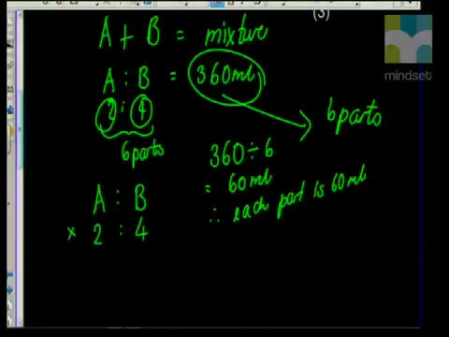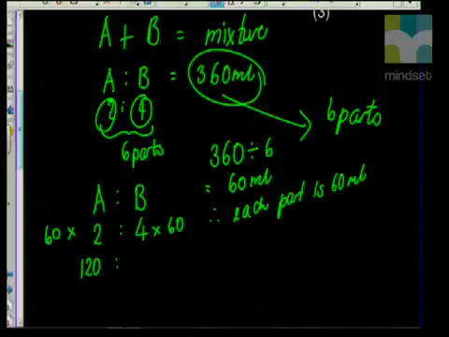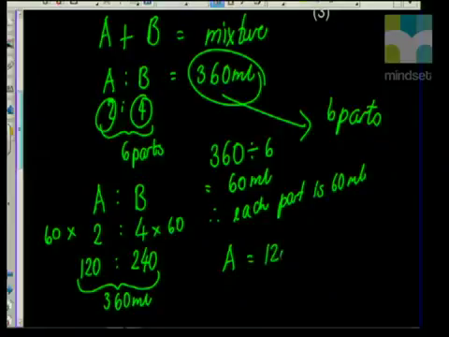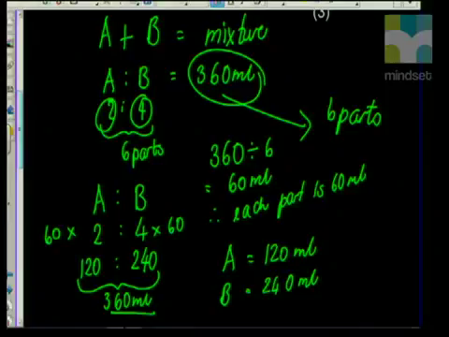And I need to now times each of these by 60 to work out how many milliliters each of them is. So 60 times 2 is 120. And 60 times 4 is 240. And together, if I add these together, it should give me 360 milliliters. So now I can say A is 120 milliliters and B is equal to 240 milliliters. And because they add up to 360, I know that I'm correct.